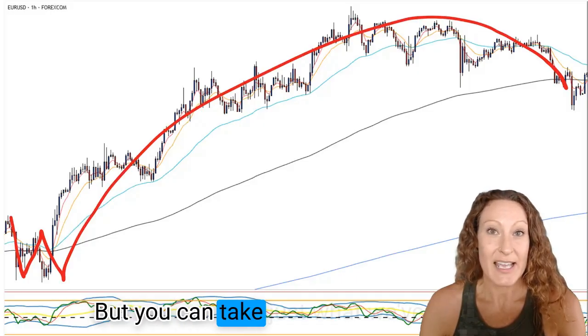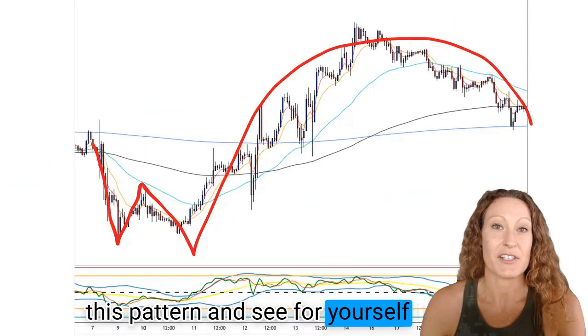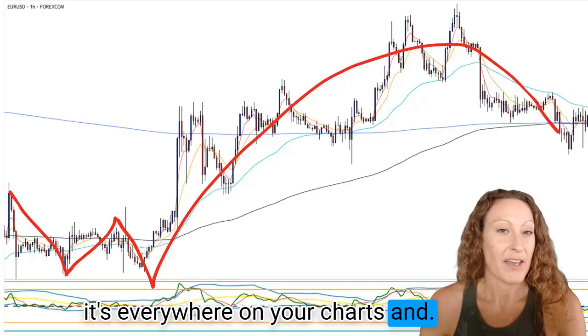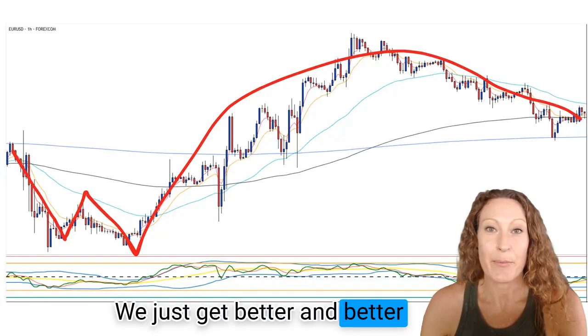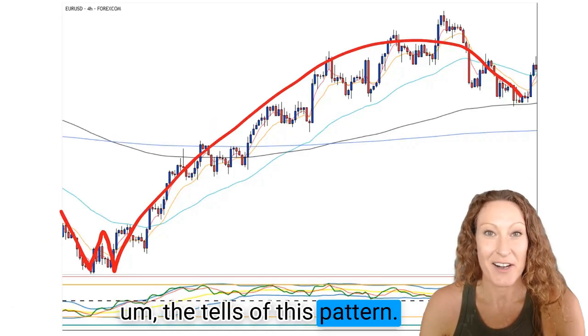But you can take just what we've learned so far and apply it. Take this pattern and see for yourself. It's everywhere on your charts. And we just get better and better and better at recognizing the tells of this pattern.